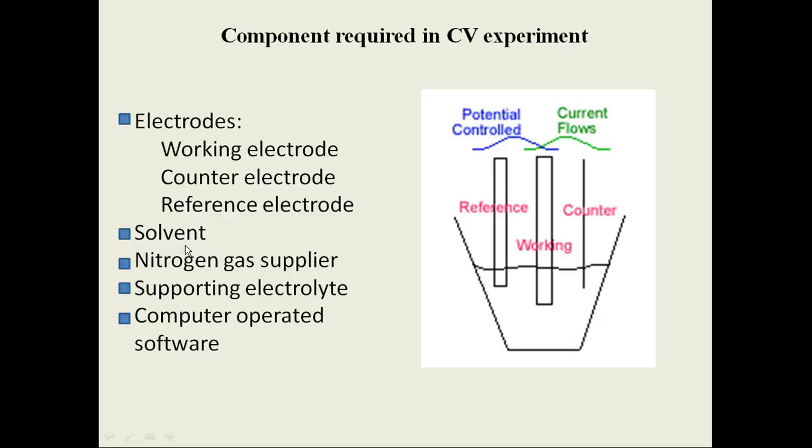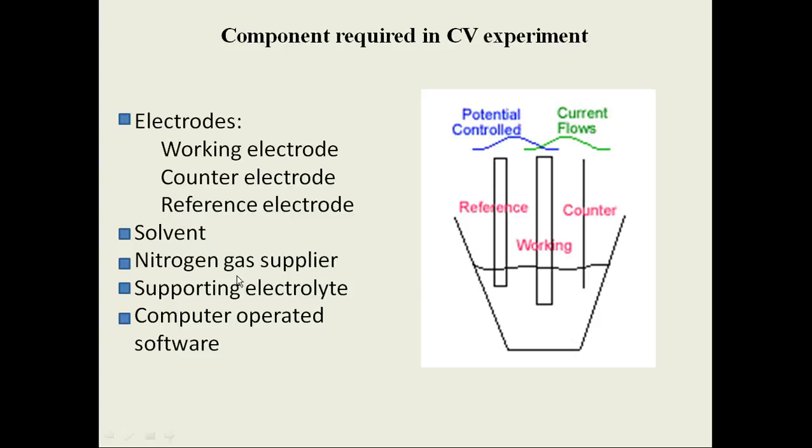And in solvent, this solvent part is important because to measure CV you cannot use all solvents. There is some solvent selectivity for different analytes. That means according to your analyte you have to choose the solvent, because every solvent has a solvent window. Solvent window means a certain range of potential within which that solvent gives good results.